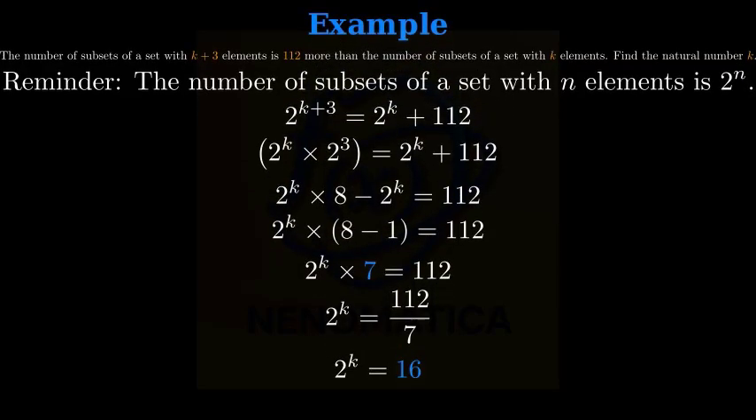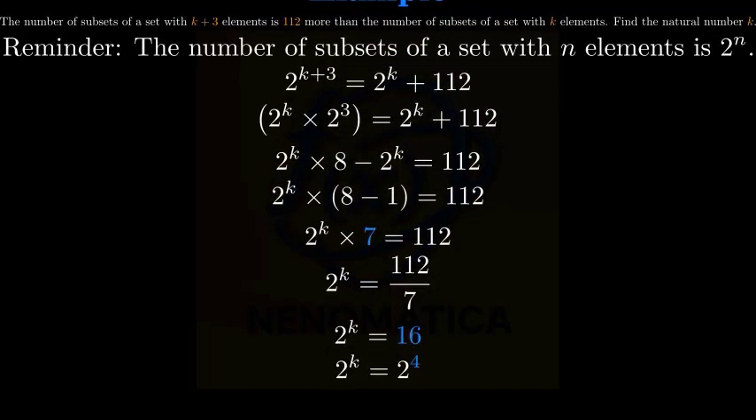Since 2 raised to the power of k equals 16, we can write 16 as a power of 2, which is 2 raised to the power of 4. Therefore, k equals 4.